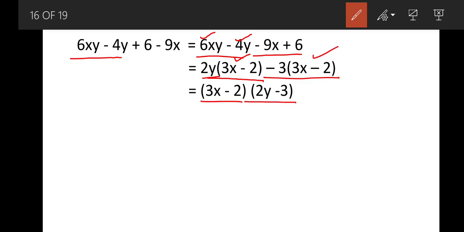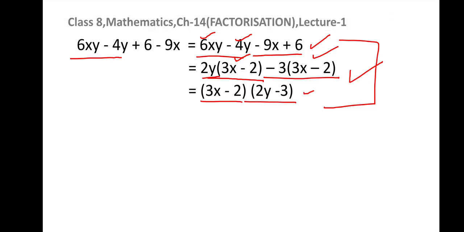2y minus 3. Initially, you can do the method or the way which I told you in the previous slide, but when you are practicing these questions, you are supposed to write these steps only. Make the groups, rearrange the terms, and then factorize each group, and then take out the factor which is common to each group, and then you will be able to get the final answer.